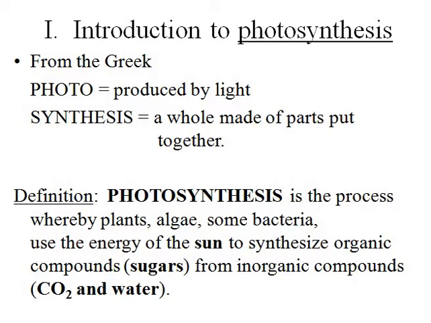The word photosynthesis has come from a Greek word where photo means produced by light and synthesis means a whole made of parts put together. So from that we can define photosynthesis. Photosynthesis is a process which occurs in plants, algae and some bacteria where organic compound is synthesized from inorganic compound using the energy of sunlight. So this is the definition of photosynthesis.